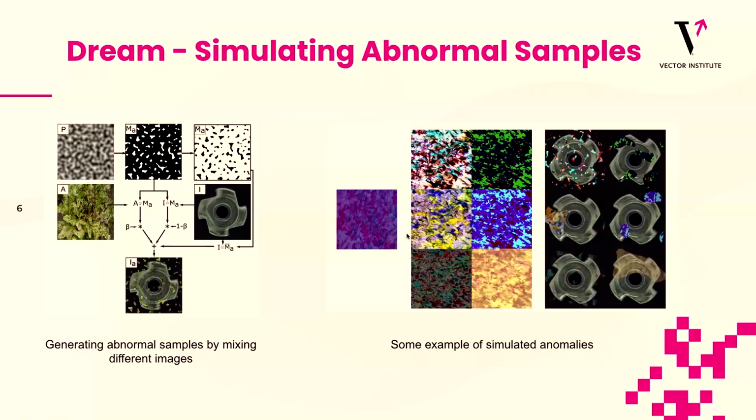To create simulated anomalies, they use a Perlin noise generator. Using the Perlin noise generator, they can capture different shapes like this. After that, they binarize the image based on a threshold to create an image like this. Here A is the abnormal texture source that is sampled from a different dataset that is completely different from the input image distribution. Finally, by mixing all these images together, we can create an image like this. We consider this one as an abnormal sample, and we will use it for the training process. Also, on the right side here, you can see some examples of simulated anomalies.